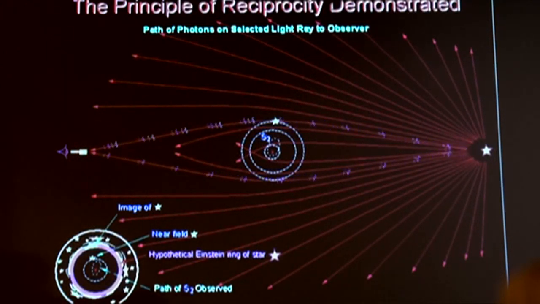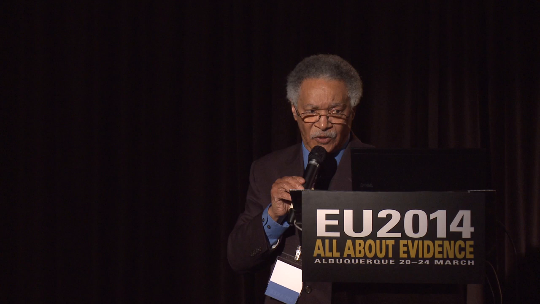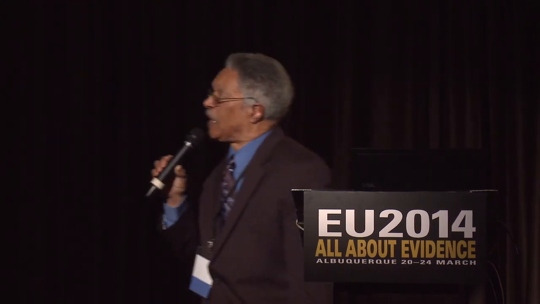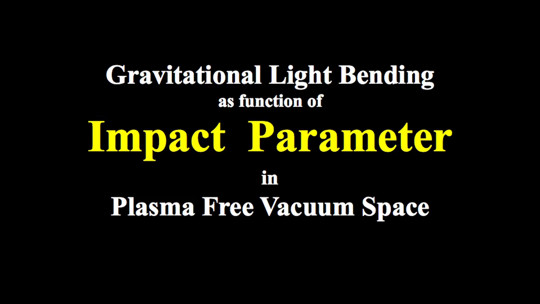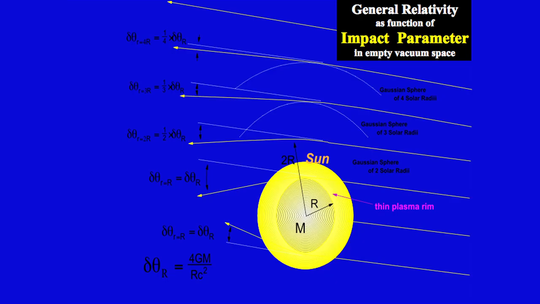And down below, just below the observer in his telescope, this is what the observer should be seeing in his telescope. He should see a red ring around that red X instead of seeing a point light source. So let me move on and try to summarize this as we go past. The main key here is the gravitational light bending as a function of the impact parameter in plasma-free vacuum space. This is the main thing we want to talk about here.